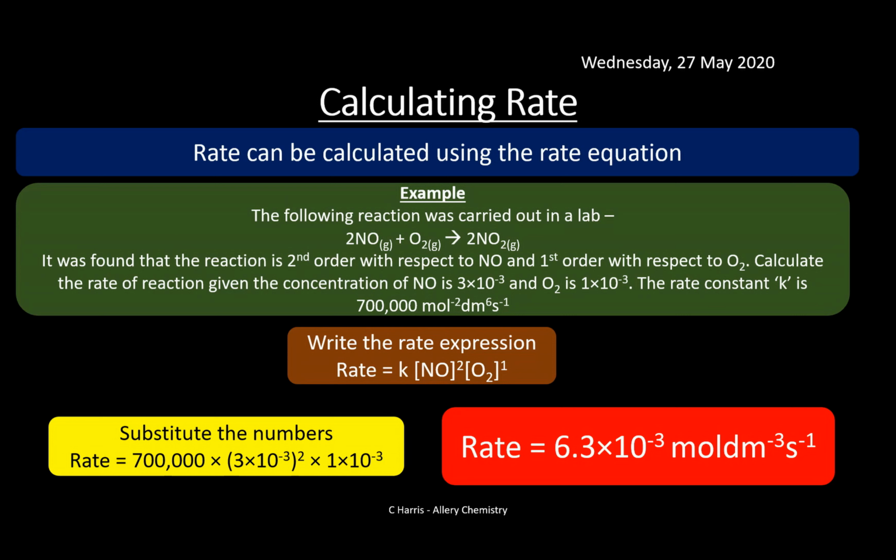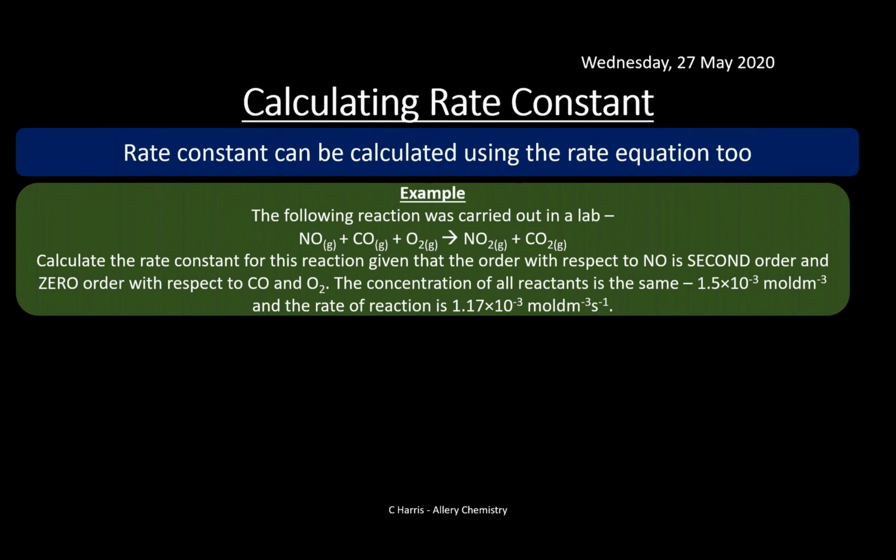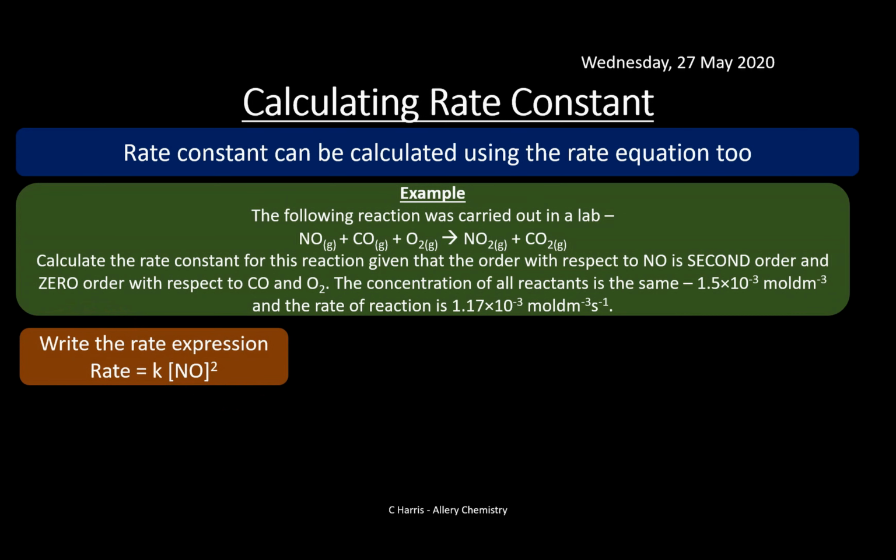So that's pretty straightforward. What about if you want to work out the rate constant, which is K? Obviously we can use that same expression to work out the rate constant. So here's a slightly different example. The following reaction was carried out in a lab, and you can see it there. We're going to calculate the rate constant for this reaction given that the order with respect to NO is second order and 0 order with respect to carbon monoxide and oxygen. The concentration of all reactants is the same, 1.5 times 10 to the minus 3 moles per decimeters cubed, and the rate of reaction is 1.17 times 10 to the minus 3 moles per decimeters cubed. So pretty straightforward. We write down our rate expression first.